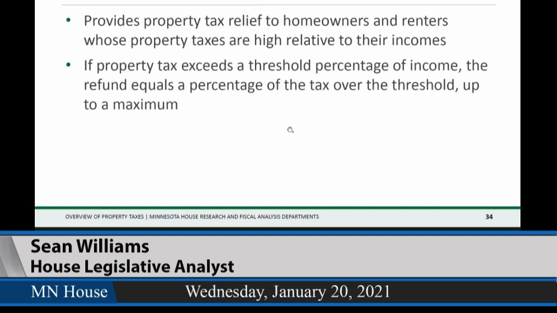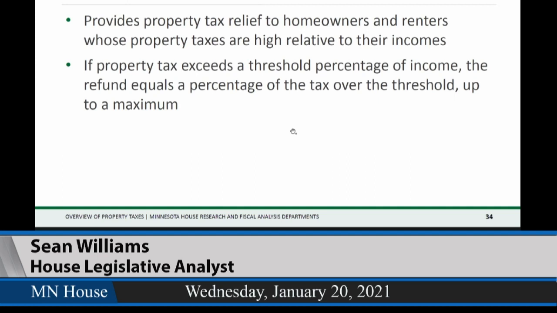These programs are a little bit different than some of the credits that Mr. Swanson has talked about already because these aren't applied directly to your property taxes and don't appear on your property tax bill. They're instead refunds that you apply for directly from the state. And so they come back to you after the fact.